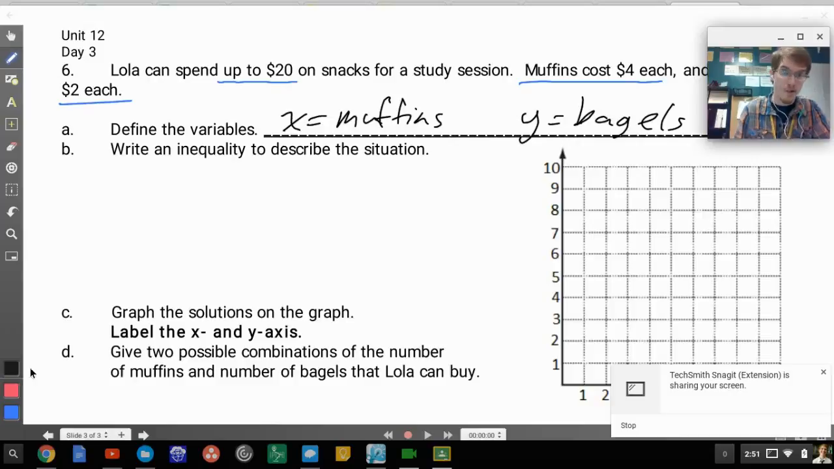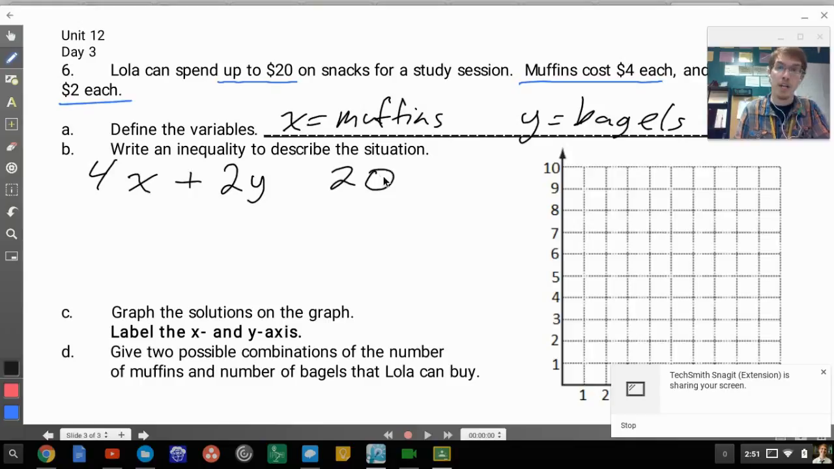All right. Now, in our inequality, we know that muffins are 4 each, so 4x, plus bagels are 2 each, and up to $20. That's our limitation. Okay, so when there's a limitation, that tells you that it's going to be this side of the inequality. Okay, so up to 20. So she could spend 19. Right? She could spend $19.50. She could spend $18. As long as she is not over $20, she has to be less than or equal to. Okay, so less than or equal to. So that means we're going to be shading below on this graph.